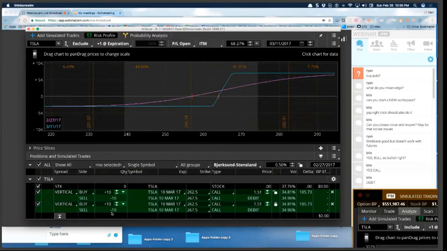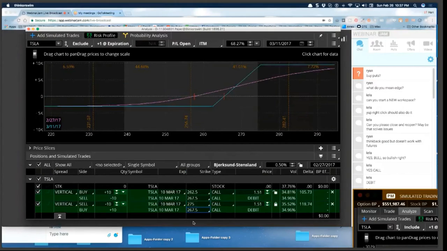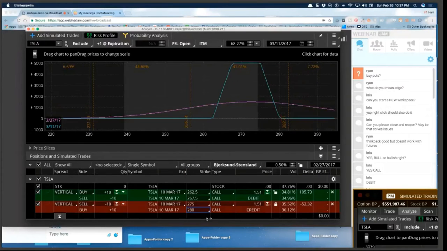Sell, we'll have to change the strikes, but let's sell the 275 and 280. You keep it the same width. Look at this trade. It becomes a break even. At the very least, it becomes a break even.